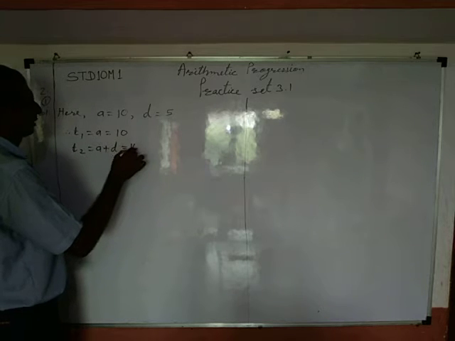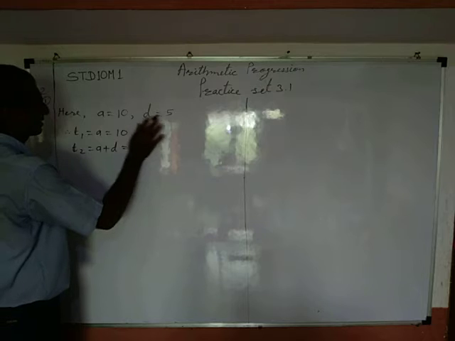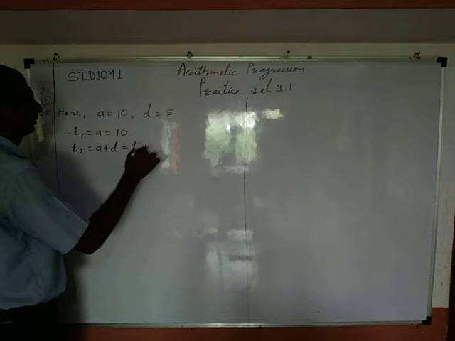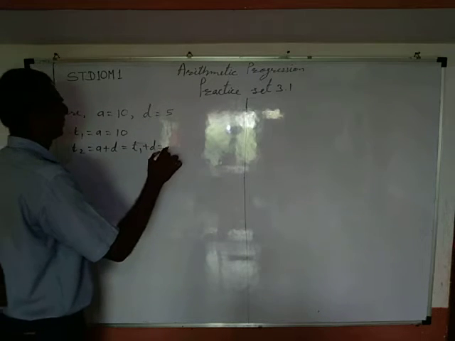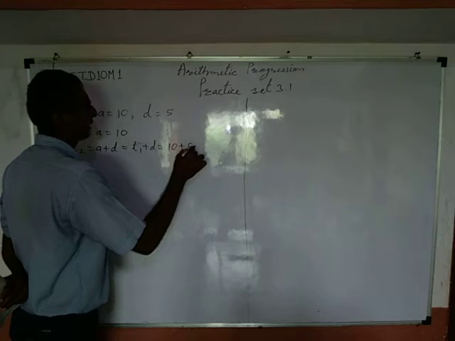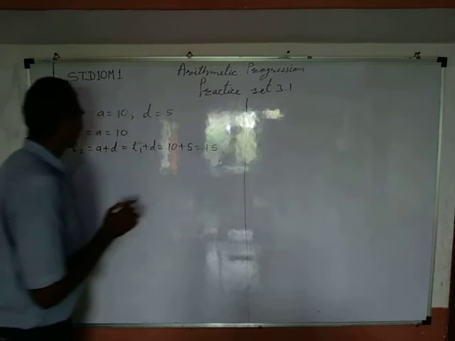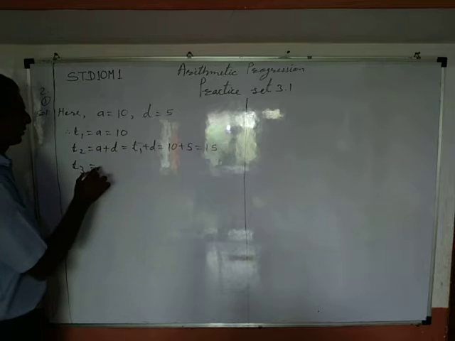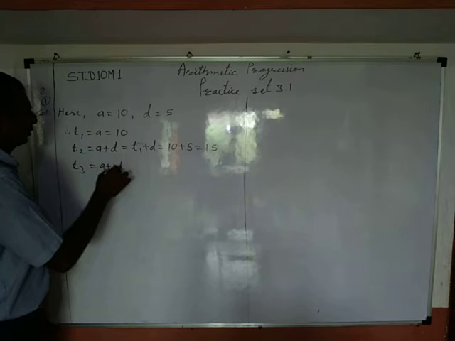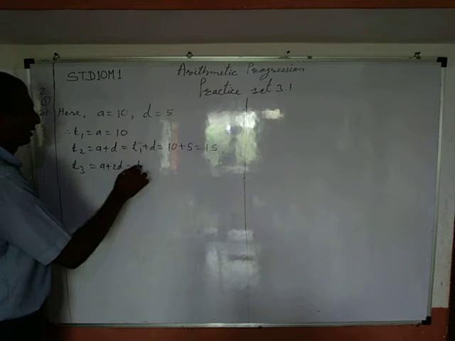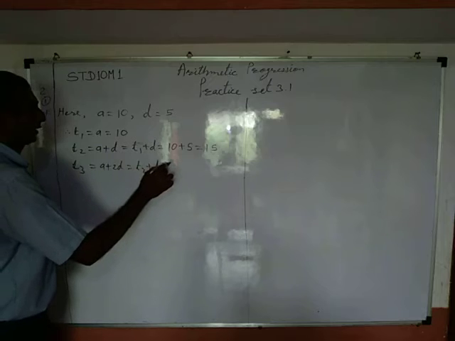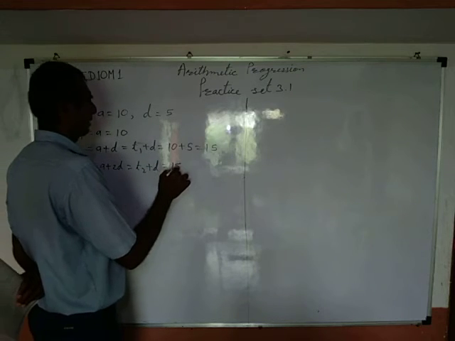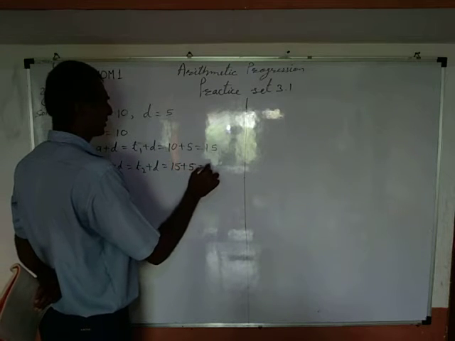equals T1 plus D equals 10 plus 5 equal to 15. T3 equals A plus 2D, that is T2 plus D equals 15 plus 5 equals 20.